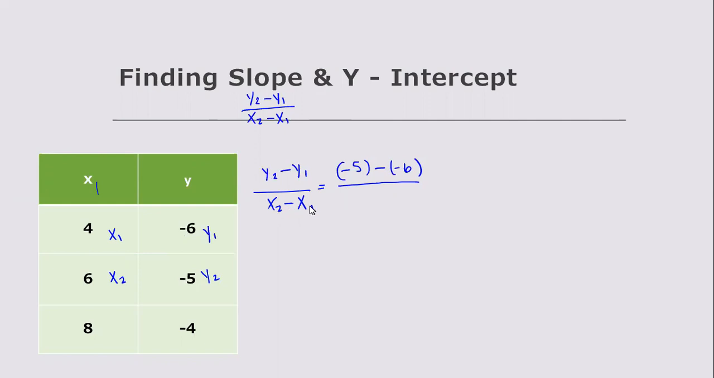Now let's do the bottom part. x2 minus x1. Well, x2, what did I label x2? The +6. So 6 minus x1, what did I label x1? 4.